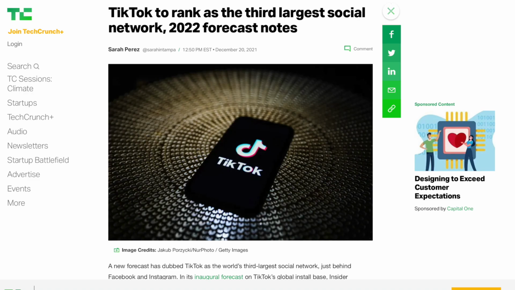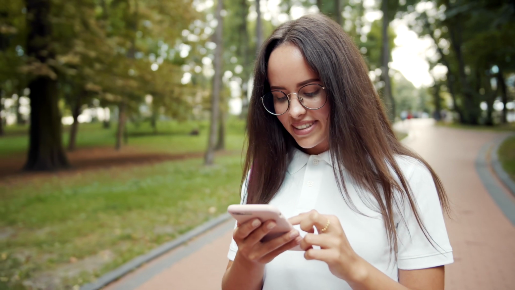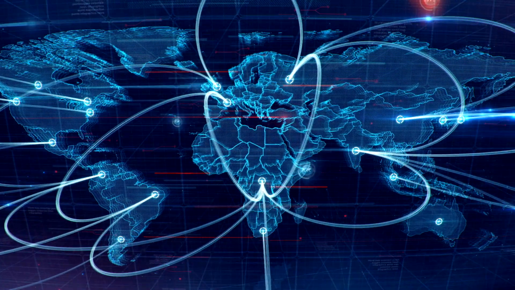Over the last couple of years, TikTok has emerged as one of the most used social media platforms. People spend an average of 40 minutes every single day scrolling on TikTok. Not to mention, TikTok has over 1 billion active users, and that number is steadily growing by the minute.